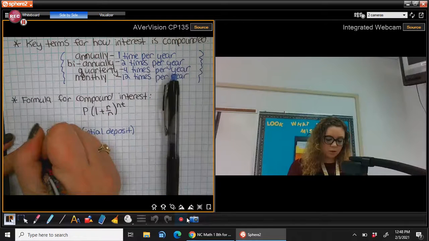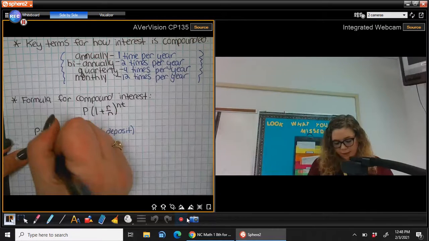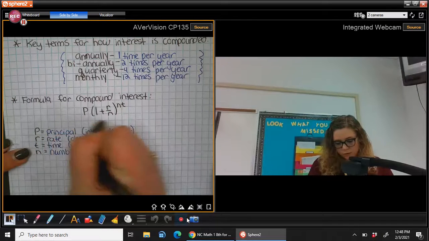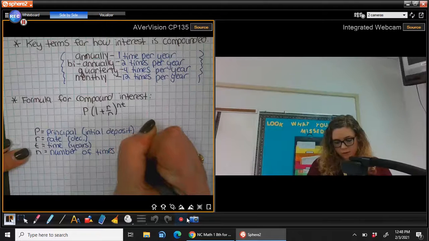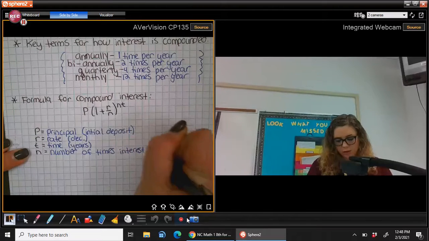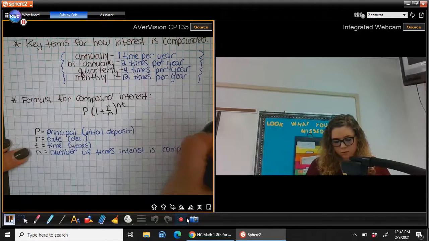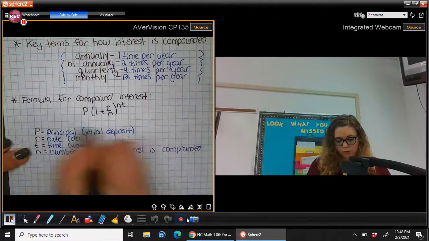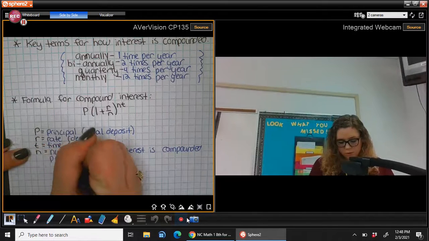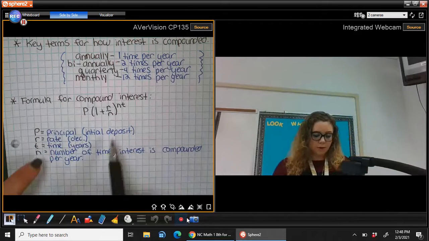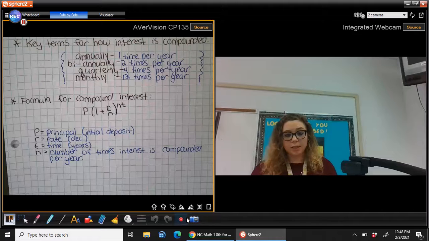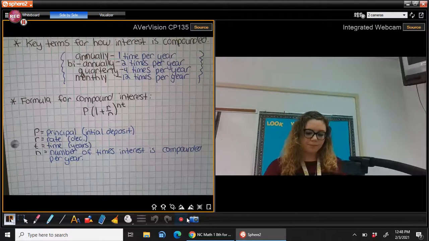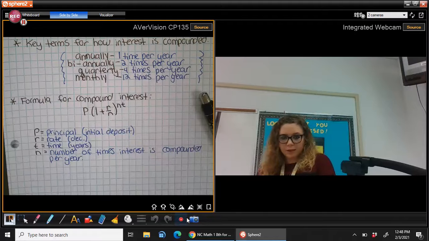And then N is the number of times the interest is compounded per year. So this up here is going to give you your numbers for your N. It's how many times a year it is compounded. Okay, so now that we have the formula, we can do some word problems.